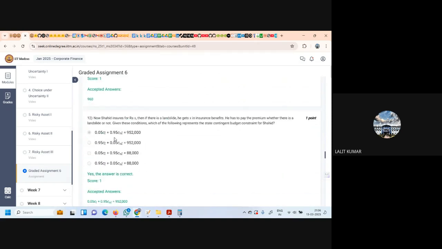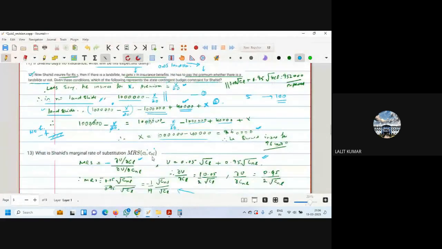Okay. So this is the state ticket. He insures for rupees X, what he gets in insurance benefit he has to pay. So see this question, and with this question and the options which they have given, there is no relation with the insurance. Okay, so only the state contingent budget constraint they have asked. That's why I did it here also.